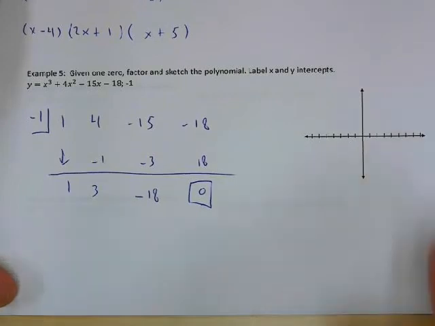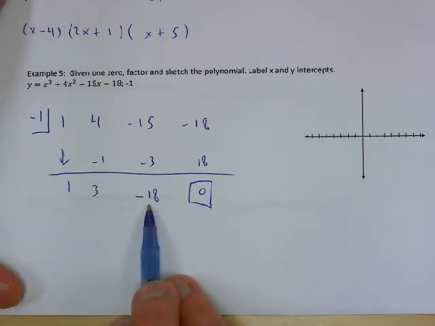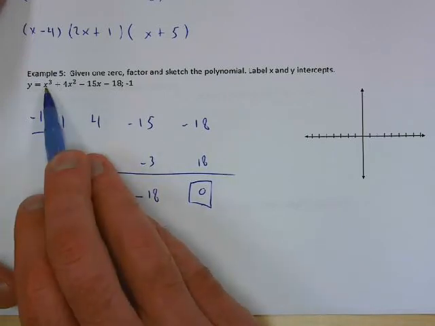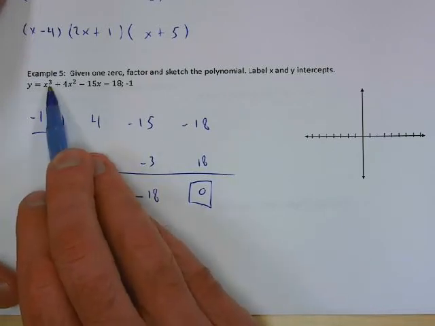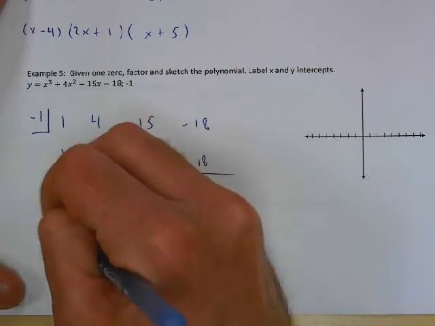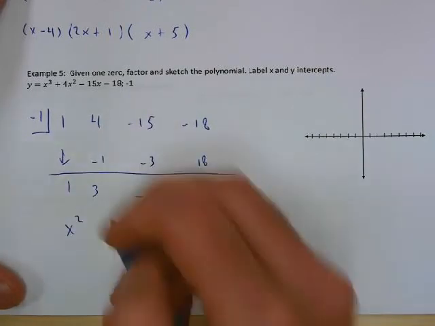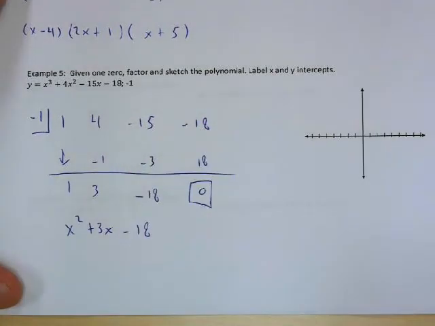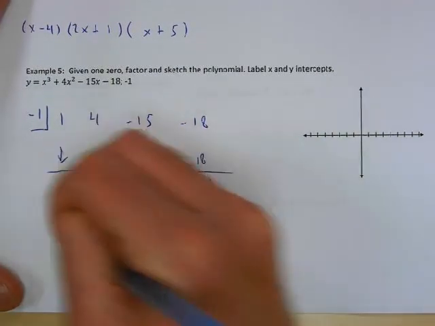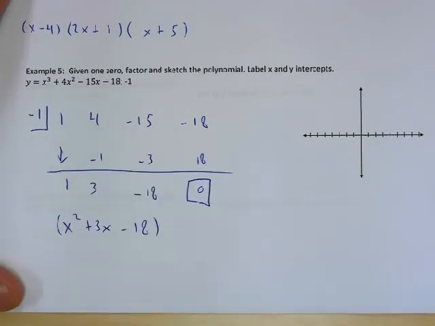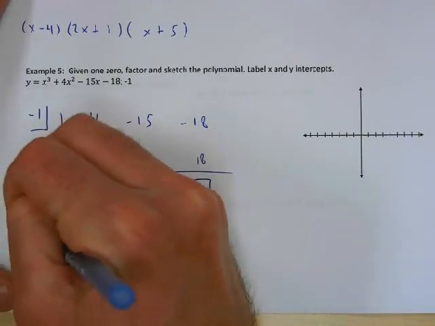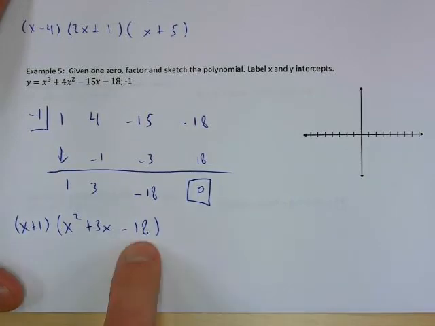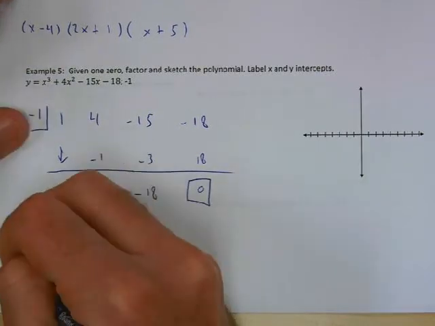Okay? Now these remaining coefficients are the coefficients in front of our x's, and we have to reduce our power of x by 1. So instead of starting at x cubed, we start at 1x squared plus 3x minus 18. Okay, so I got this, and since negative 1 was a root, I got a factor of x plus 1. Then we want to finish factoring this trinomial here. So don't forget the x plus 1 is going to stay in our answer.